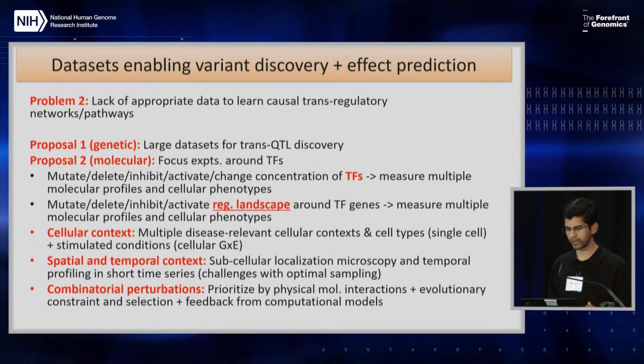Slightly different from the previous proposal, one way to converge would be to focus on transcription factors. So the ideas would be to mutate, delete, inhibit, activate, change concentrations of TFs, and have multiple molecular measurements, do the same thing for regulatory landscapes of TFs, and do this in multiple cellular contexts, which would satisfy some of the cellular G by E requirements, various spatial and temporal contexts, time series, using microscopy for subcellular localization, and combinatorial perturbations, again prioritized using physical interaction models, evolutionary constraint and selection, and feedback from computational models.